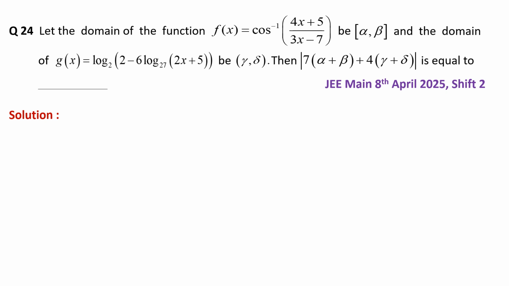It says, let the domain of the function f of x equal to cos inverse of (4x plus 5) whole divided upon (3x minus 7) be closed interval alpha comma beta, and the domain of g of x equal to log of (2 minus 6 times log of (2x plus 5)), where the bases of these logarithms are 2 and 27 respectively, be open interval gamma comma delta, then mod of 7 times (alpha plus beta) plus 4 times (gamma plus delta) is equal to.